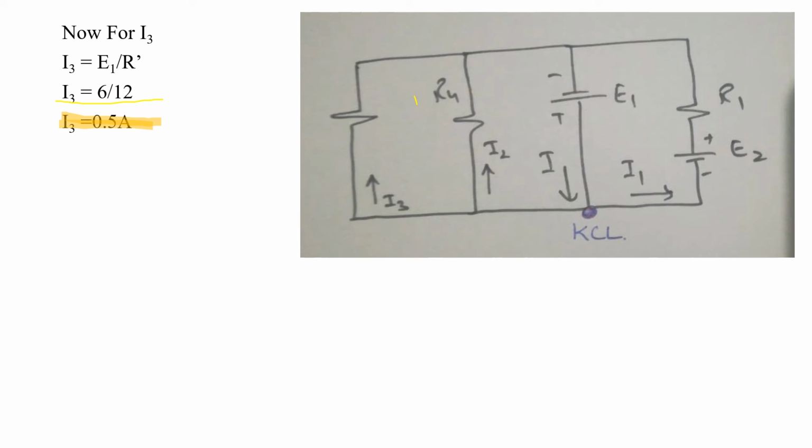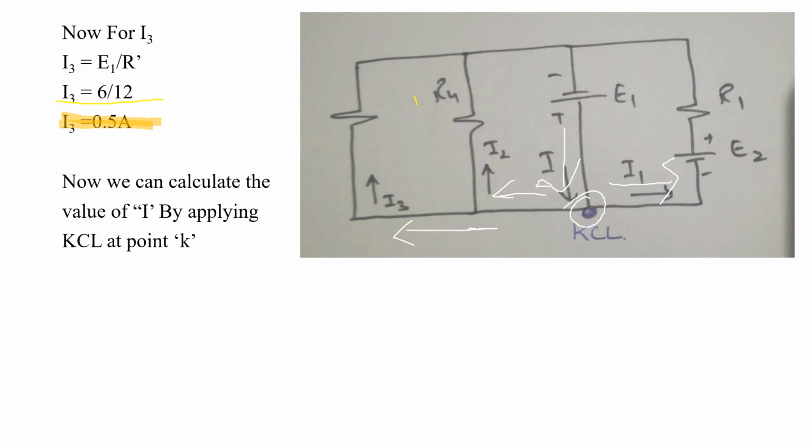Now applying KCL at this point, you will see that the current entering the node is I, current leaving the node is I1, I2 and I3. So when we apply the KCL, what KCL says is that sum of all the current entering the node is always equal to sum of all the current leaving the node. So when we apply KCL to this point, which we call K point, we get the equation I is equal to I1 plus I2 plus I3.